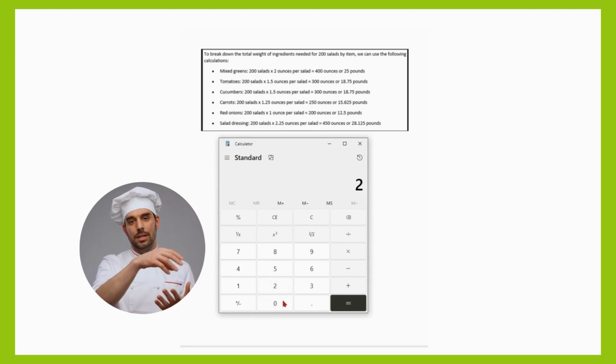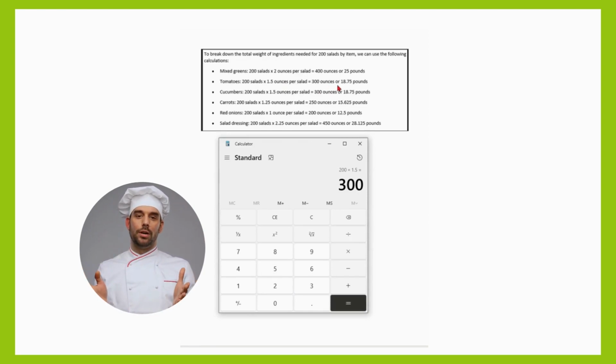So it's 200, right? 200 times, and we're putting 1.5 ounces of tomatoes in each salad. So it's times 1.5 ounces, which equals 300 ounces. And to get that, we're going to divide by 16, because there's 16 ounces in a pound. So there you go, there's your 18.75. Obviously that's going to be 19 pounds.